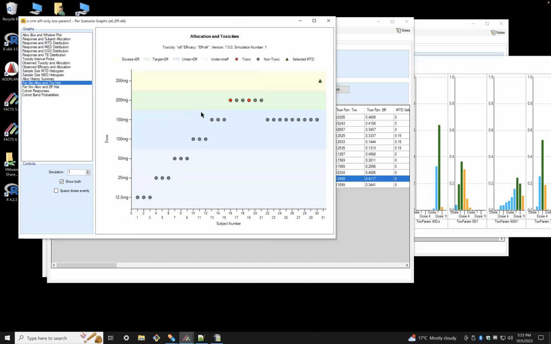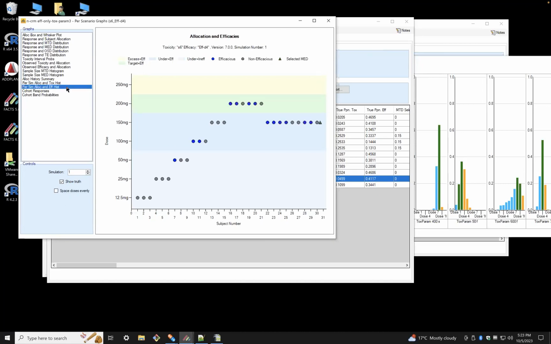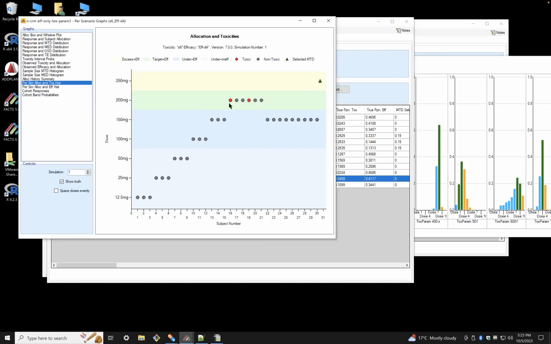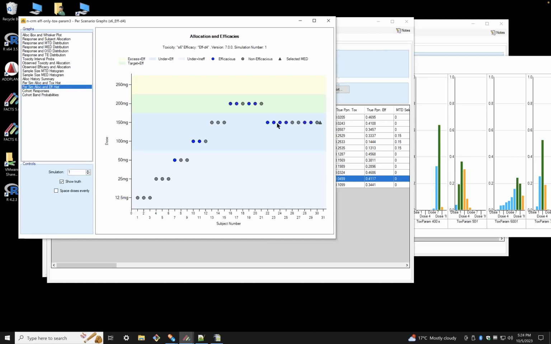So we can see here we've got two histories, one showing the toxicity and the other the efficacy. And we can see here that we saw a couple of toxicities and it stepped down, but it was also seeing sufficient efficacy, so it was happy to stay there.